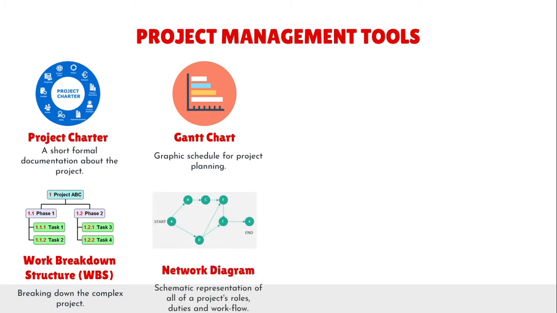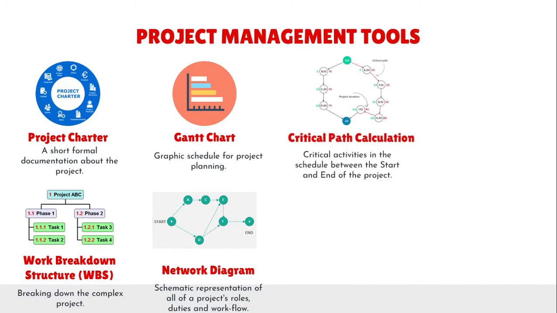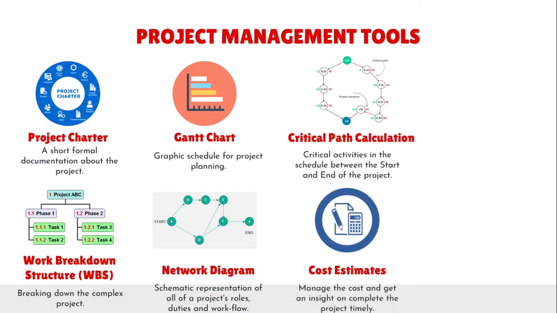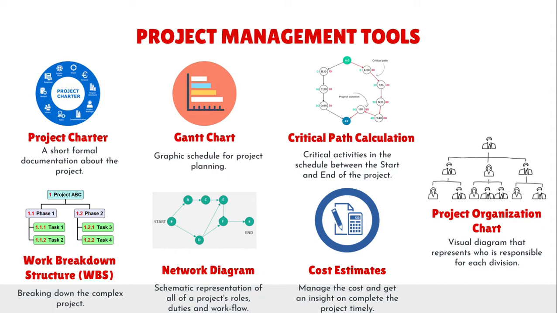Fourth is the network diagram. It is a schematic representation of all of our project roles, duties, and workflow. Fifth is critical path calculation. This is where the series of crucial activities to complete the project on time is identified. Sixth is cost estimate. This is a really important tool as it will give an insight on the cost so that we will use the financial resource efficiently. And lastly is the project organization chart. This part is where we can see who will be in charge of each division, and it is easy for the team to communicate with each other. So let's go to the next part.